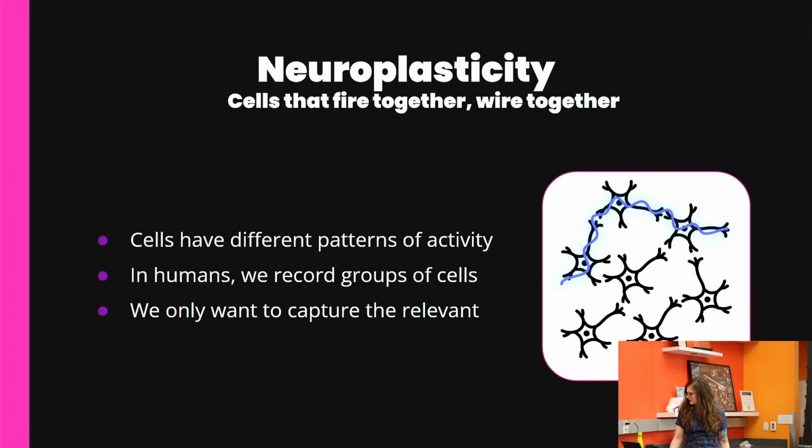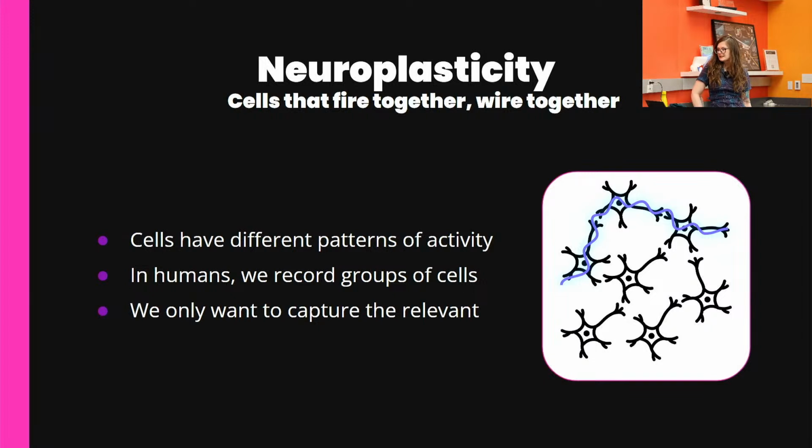And so we also have neuroplasticity, where cells that fire together wire together. And in humans, we record groups of cells. Cells that tend to communicate together will exert more energy to communicate with those cells. And when they don't communicate together, there aren't as many connections.